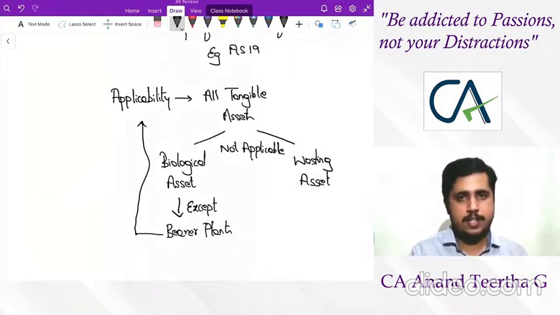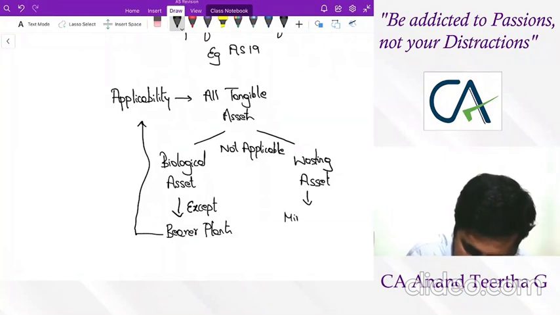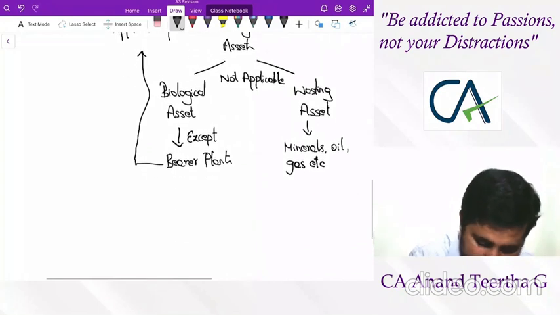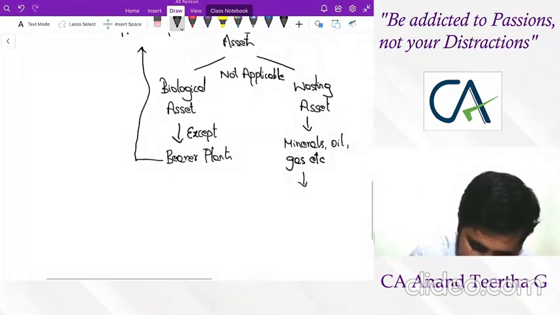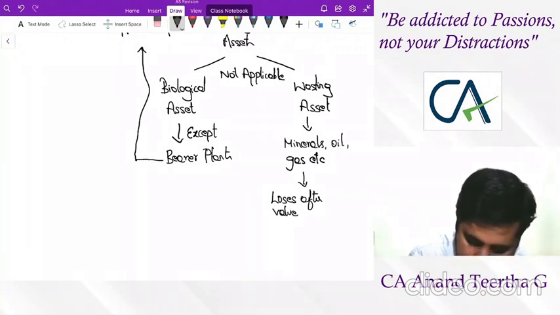Then wasting asset. Now, what do you consider under wasting assets? Wasting assets are basically minerals, then oil, then gas, etc. Why is it considered like this? Basically, it loses value after extraction.